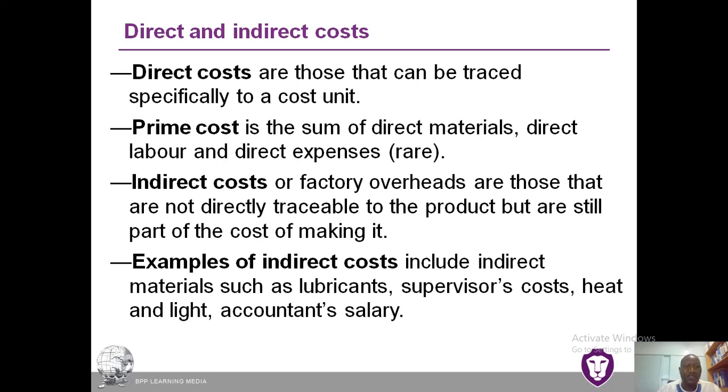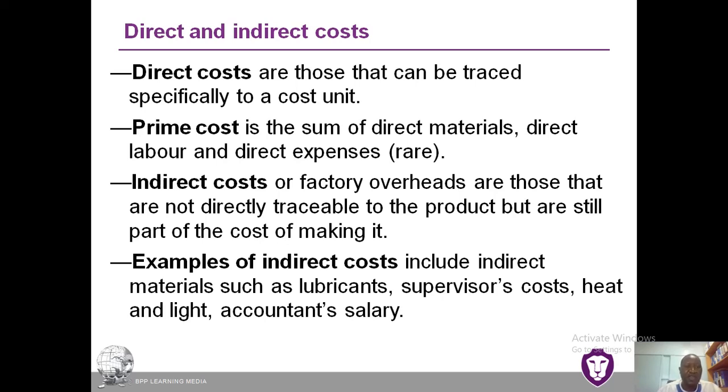Indirect costs are those costs that cannot easily be traced to a particular cost unit or product. Costs that you can't easily trace in the product are called indirect costs. For example, the cost of rent will be an indirect cost. The cost of paying supervisors will be an indirect cost.